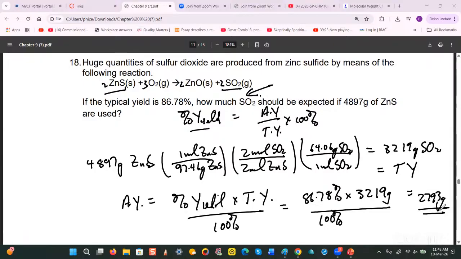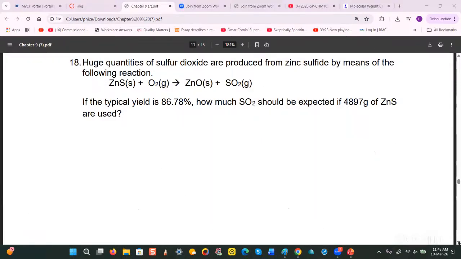Okay, any questions about this one? Questions? No questions? All right. So that's as far as that is concerned. Let me clear this. Scroll down.